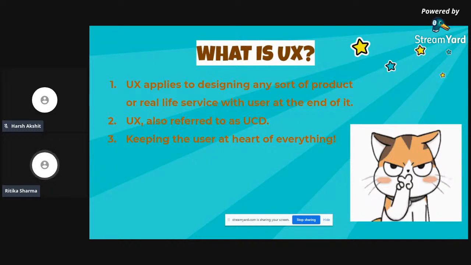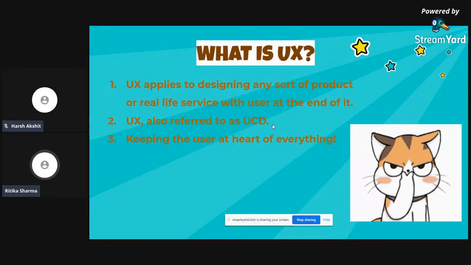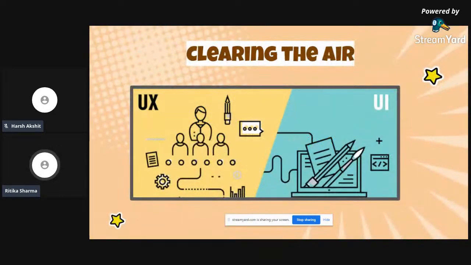So UX is nothing but designing your product, keeping the user at the center of it, and that's why it's also referred to as UCD, or user-centered design. So it's all about keeping the user at the heart of it. Now, clearing the air: since all of you know that the talk for today is UI and UX, there's a slash in between both of them. So why is there a slash, or why is there a division between the two?